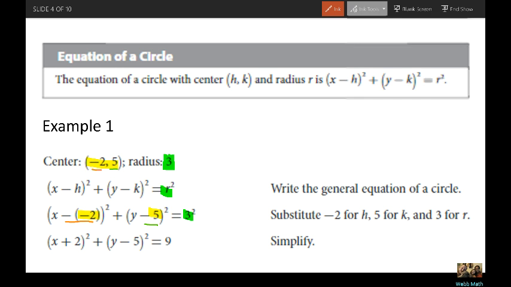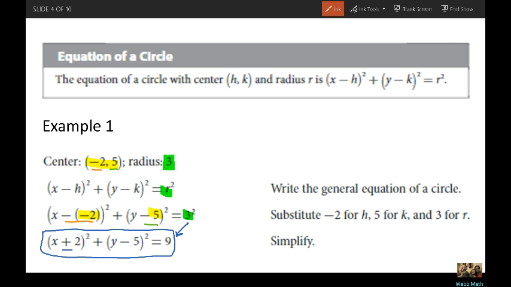So eventually what happens is they square the 3, they get their 9. And as you can see, they took care of the double negative, which is a positive, and (y - 5)² just comes down. And they simplified. That's our equation. We have an equation that will graph us a circle.